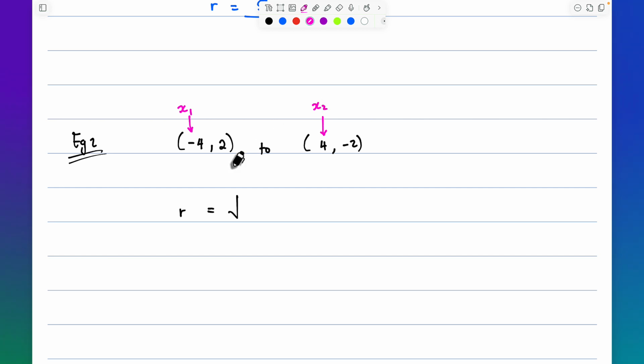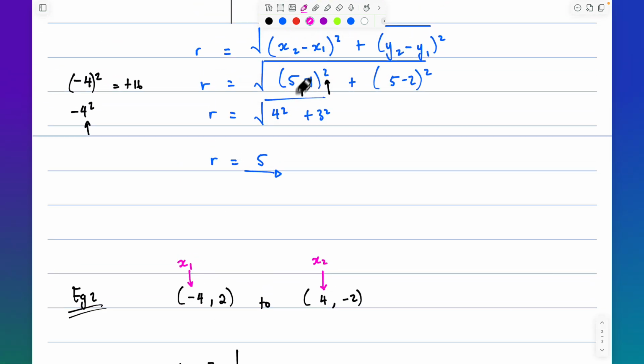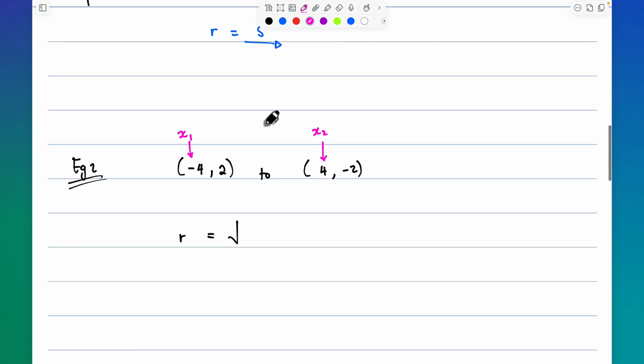It doesn't really matter because, as we saw, once you subtract them, you're going to square it anyway. So whichever one you start with doesn't really matter. It's not the same as gradient. With gradient, it mattered which one you started with. Okay. So now we're going to make this y1. We're going to make that y2.